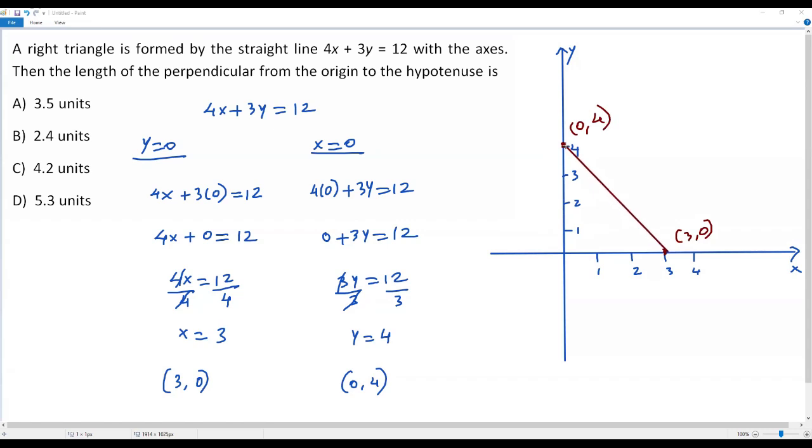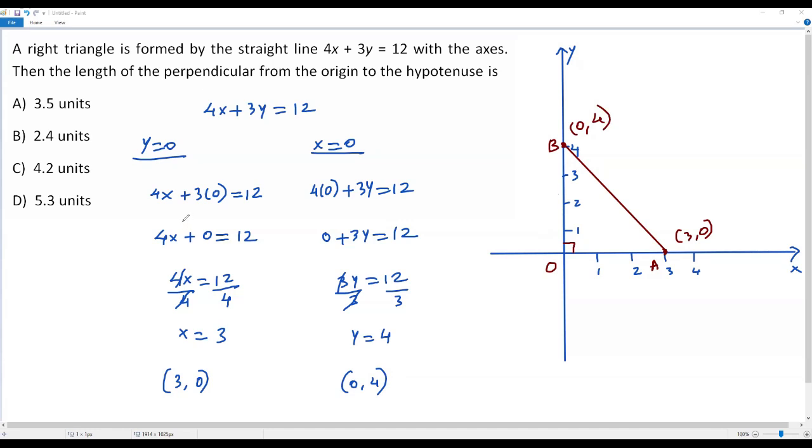Let me connect these two points so that I get the line. This is the straight line given by the equation 4x + 3y = 12. Clearly this line forms a right triangle with the coordinate axes, because here we have a right angle. Now we know that this is the origin, so we can say this is point A and this is point B. Now we have a right triangle OAB.